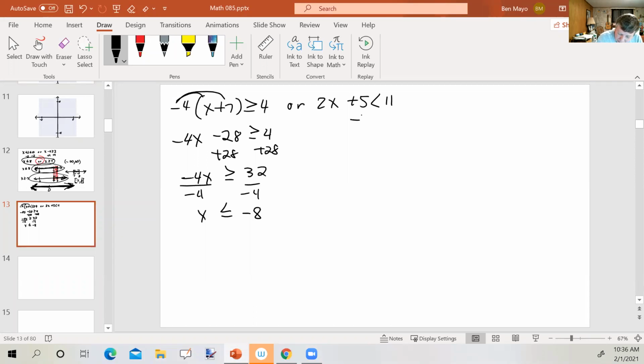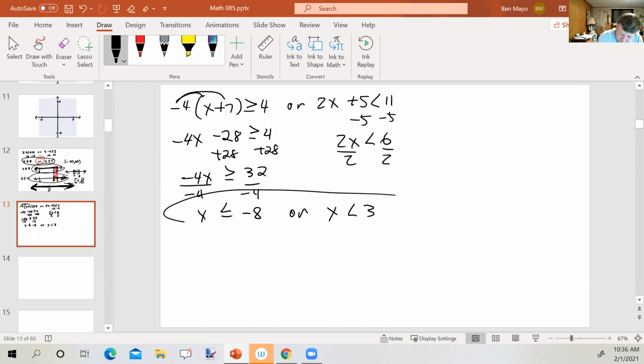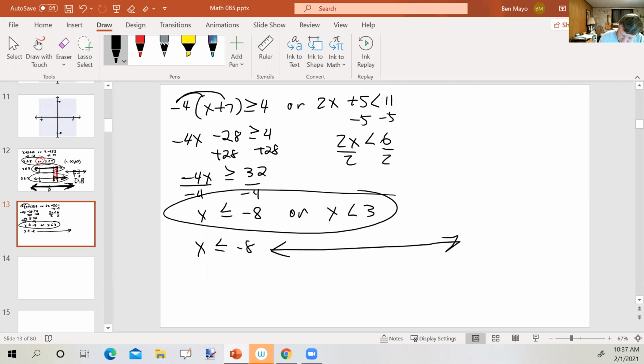Solving the second inequality, we'll subtract 5 from both sides. 2x less than 6, divide by 2, x less than 3. So this is what we're going to consider for our solution. X less than or equal to -8. We'll put 0 and 3 and -8. That would look like that. So it'd be everything less than or equal to -8. X less than 3.